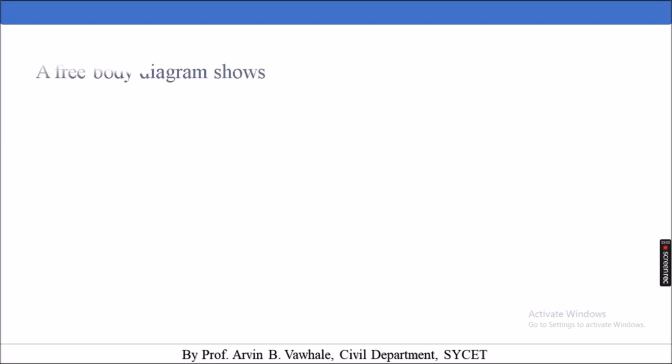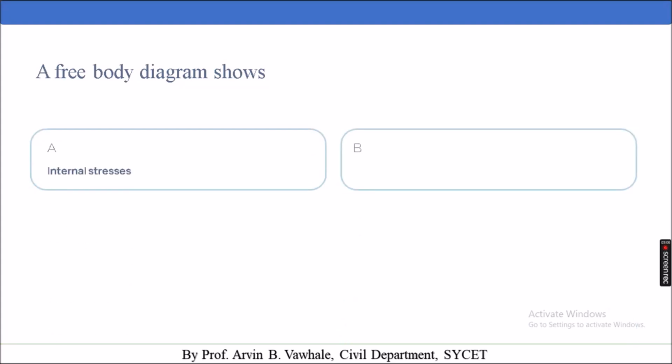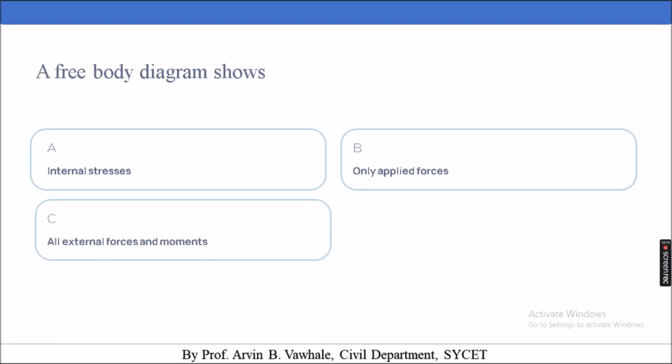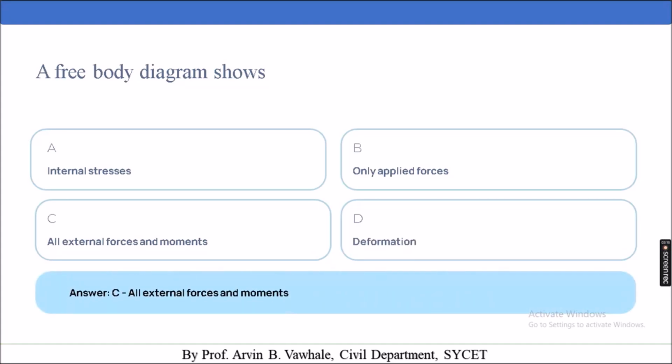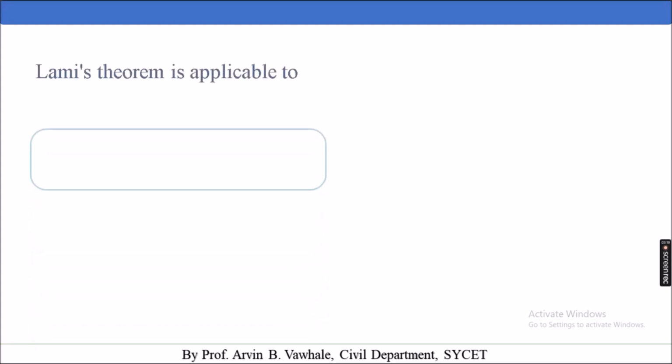A free body diagram shows: option A, internal stresses; option B, only applied forces; option C, all external forces and moments; option D, deformation. Answer: C, all external forces and moments.